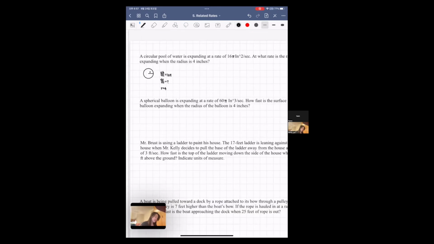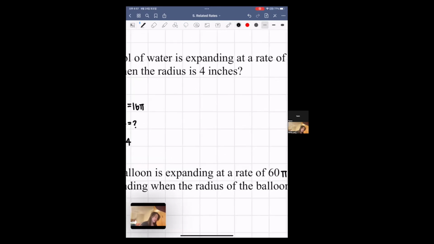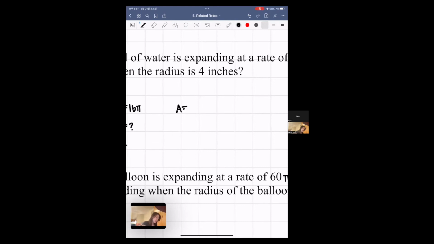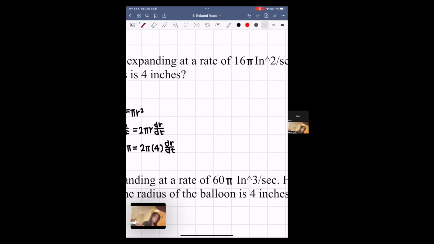All right. So we write the equation. A is pi r squared. dA dt is 2 pi r dr dt. 16 pi is 2 pi times 4 dr dt, which yields the answer. dr dt is 2 inches per second.